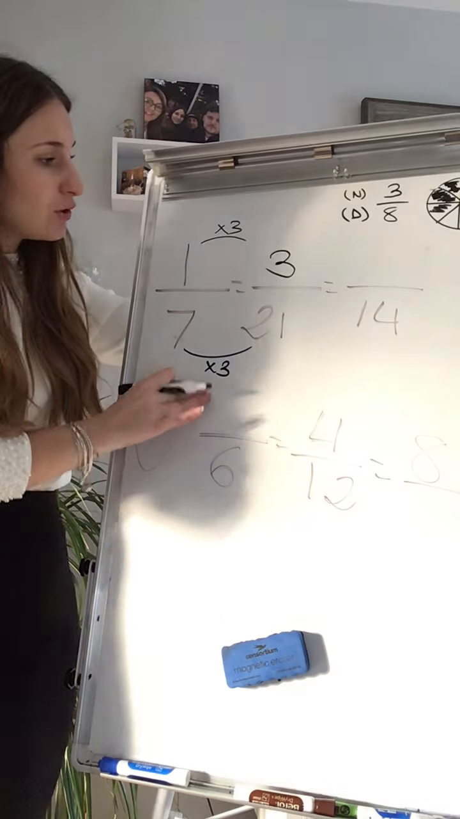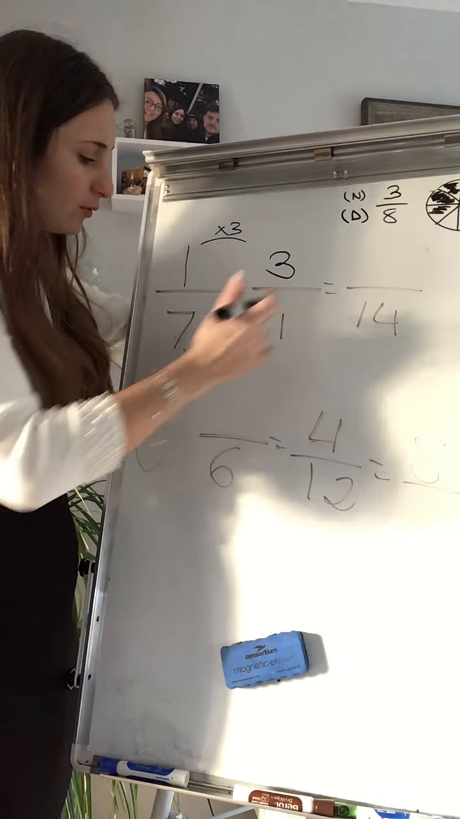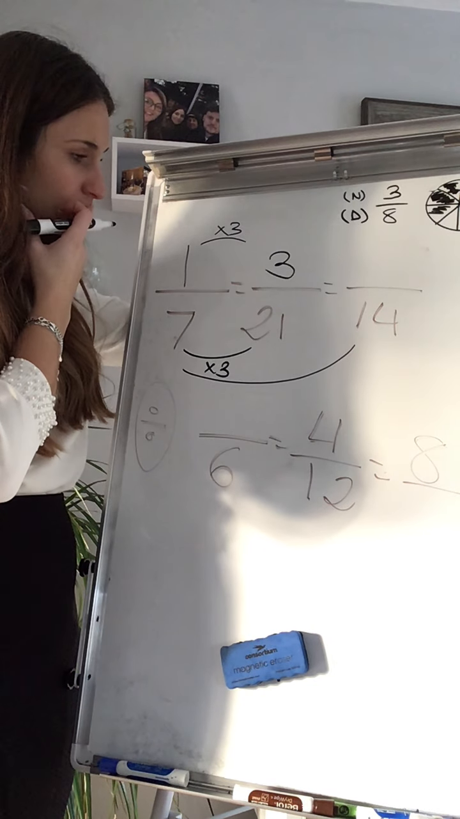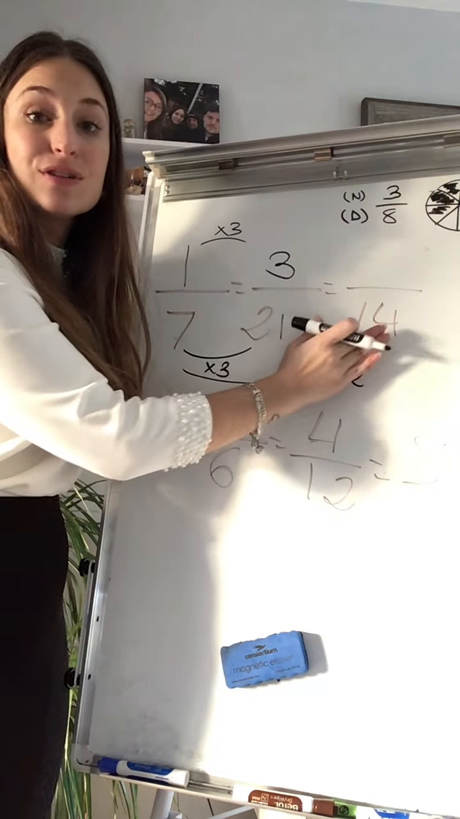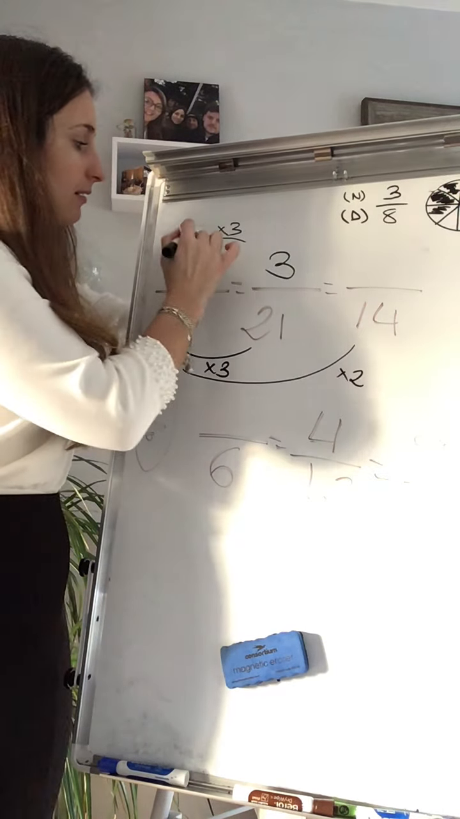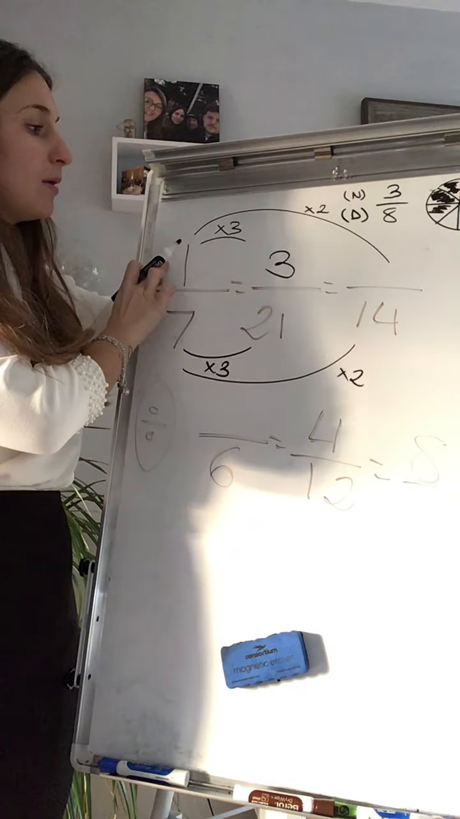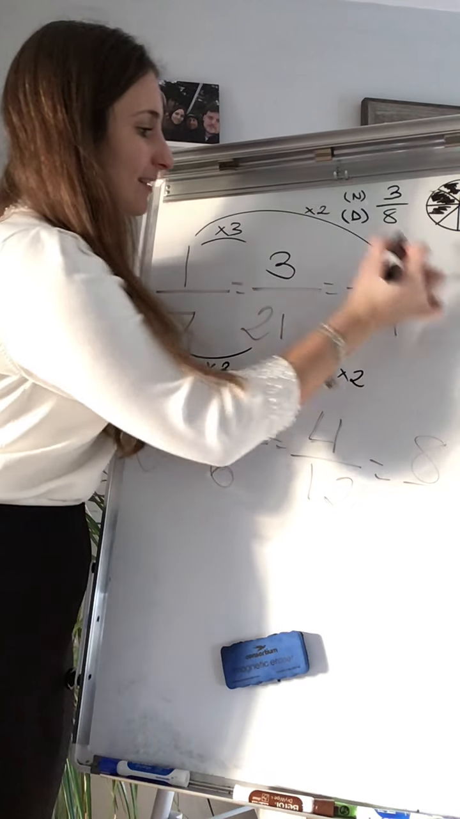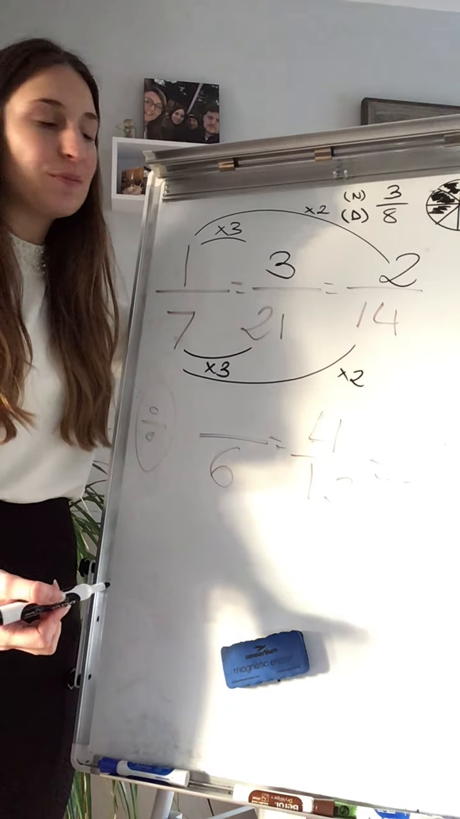Okay, let's go for my next one. It is out of 14. Denominator 14, so I know that this has been timed by 2. 7 times 2 is 14. Then if I time my denominator by 2, now I'm going to time my numerator by 2. 1 times 2 is 2. Okay? Easy? Really simple, isn't it?